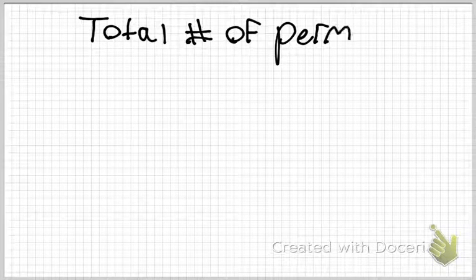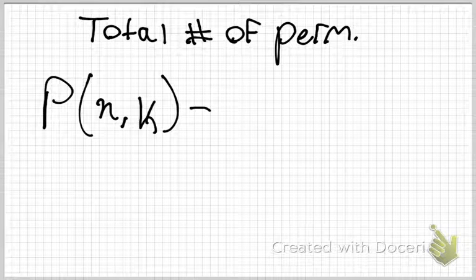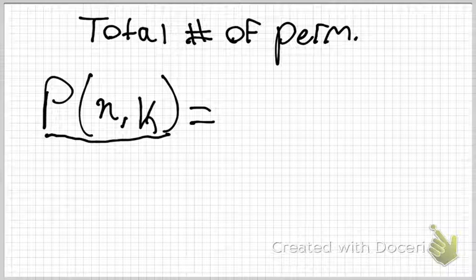Now let's figure out the total number of permutations. The total number of permutations is denoted by P, open parenthesis, N, comma, K, close parenthesis. P, N, K. That's usually how it's said. All right, so P, N, K. What did we do? We did 5 times 4 times 3. I should introduce some notation here real quick before I explain further.